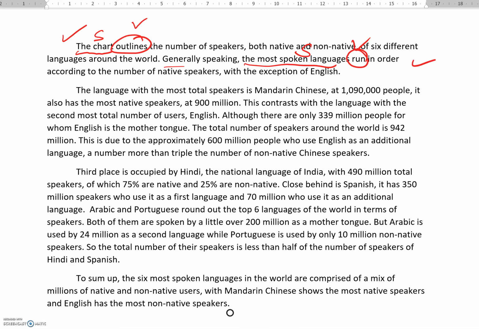Next paragraph. The language with the most total speakers is, okay, Mandarin Chinese, so subject verb, at 1,090,000,000 people, comma, it also has the most native speakers at 900 million. So here we have a problem, okay? We have another subject and verb in this sentence. So we have 2 subjects and 2 verbs in this sentence.